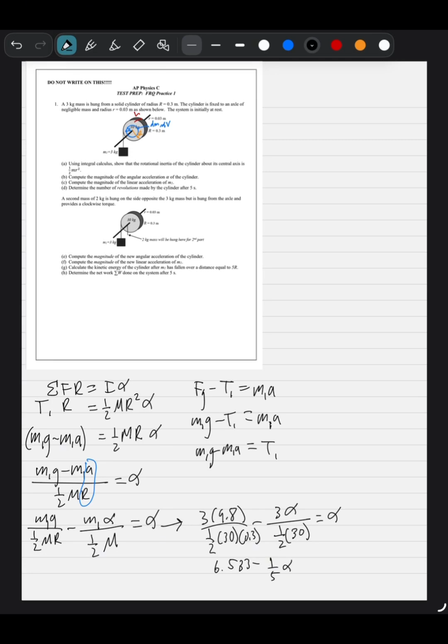1 over 5. I'll move the negative 1 over 5 alpha over to the right side, and then I can add them. 36 over 5 alpha. And then alpha would be 5.44 rad per second squared.